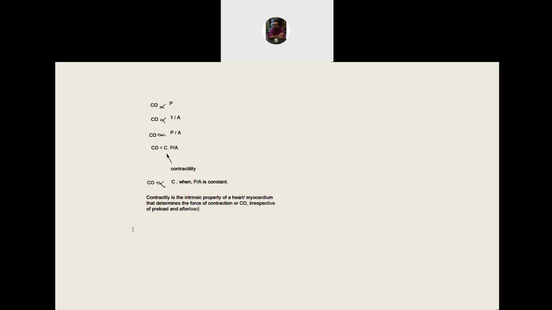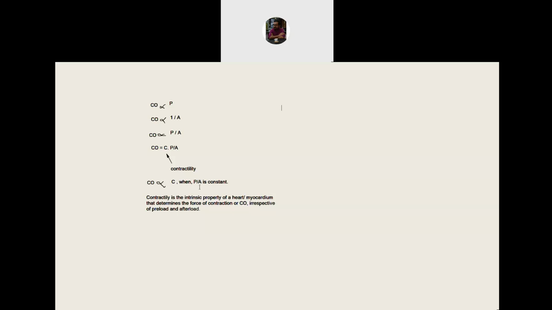Which means that contractility does not depend on preload and afterload. So what does it depend on? Cardiac output depends on preload and afterload, but not contractility. That's the intrinsic property of the heart. Even if the same preload and afterload are given to the hearts of three different people, they will not generate the same cardiac output because they have different contractility.